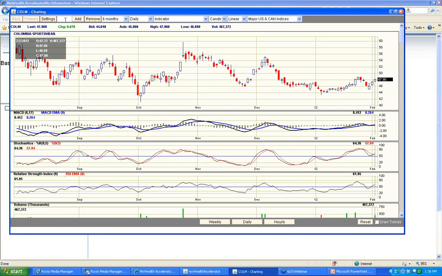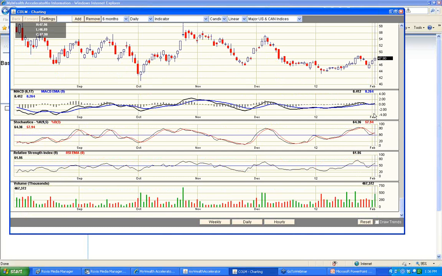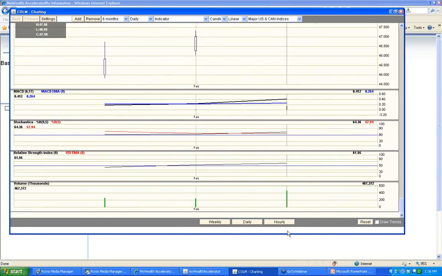All right, looking at COLM. First off, we've got our white candle. We've got a MACD, which is rising bullish, black line over the blue. And we can see that the volume is definitely increasing. So that's all great to see.